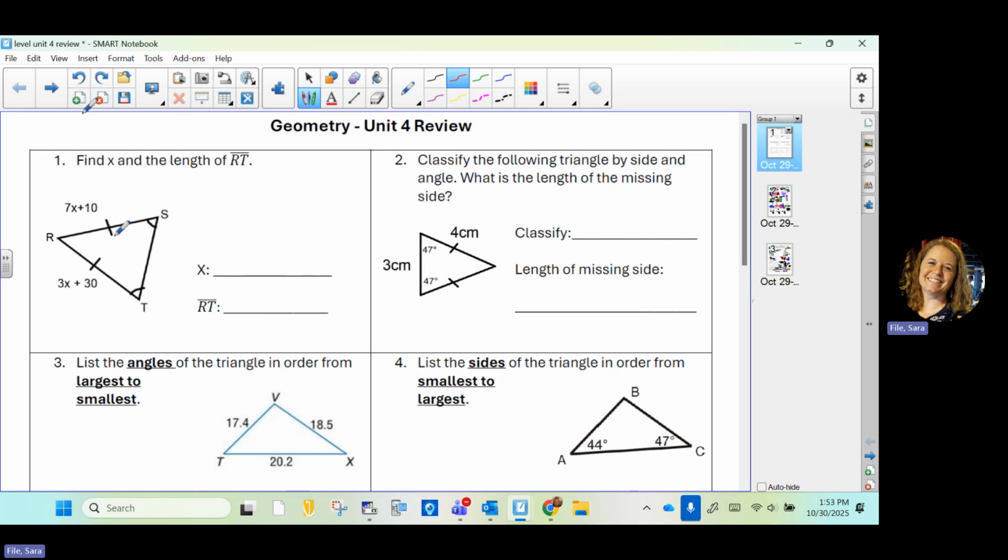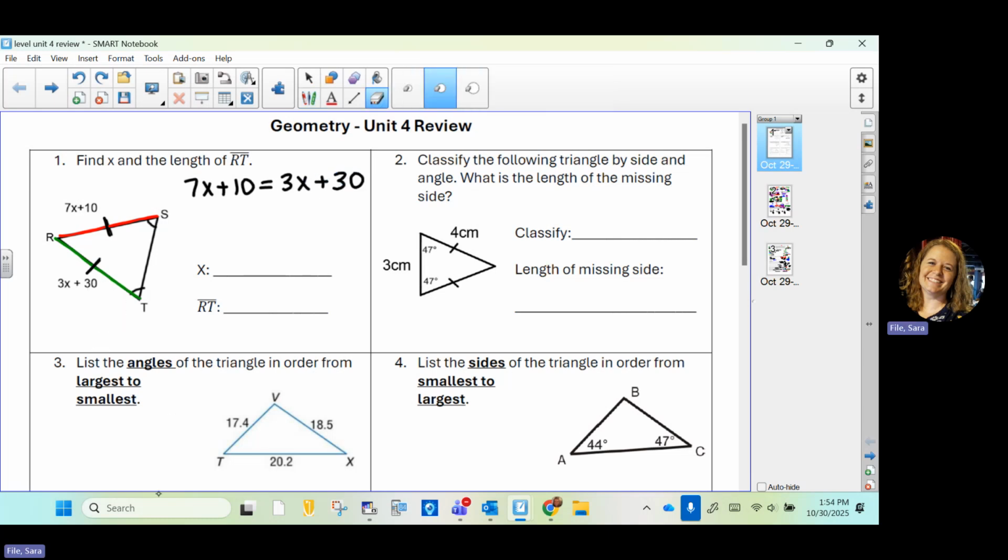Wait. So those tick marks mean they're congruent, right? That's how we know it's isosceles. And congruent just means equal measure. So since RS is labeled as 7x plus 10 and RT is labeled as 3x plus 30, and they both have a tick mark, I can write them equal to each other. So 7x plus 10 equals 3x plus 30. That's what the tick marks mean, equal.